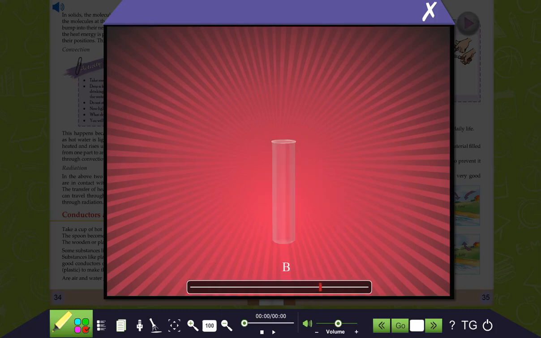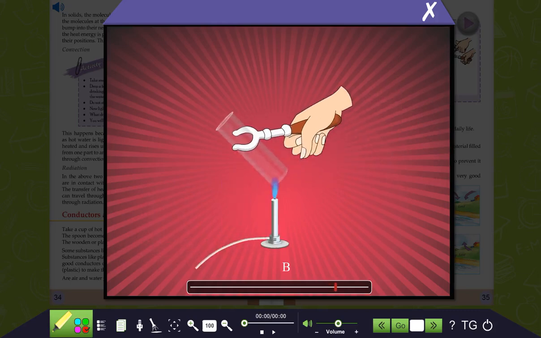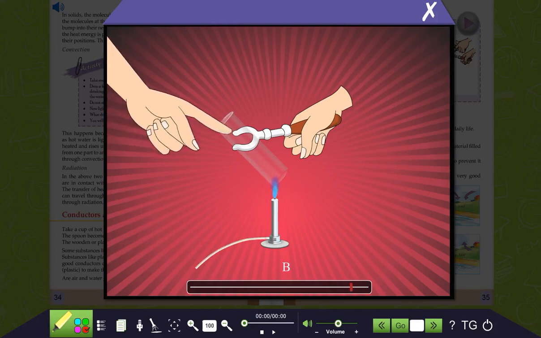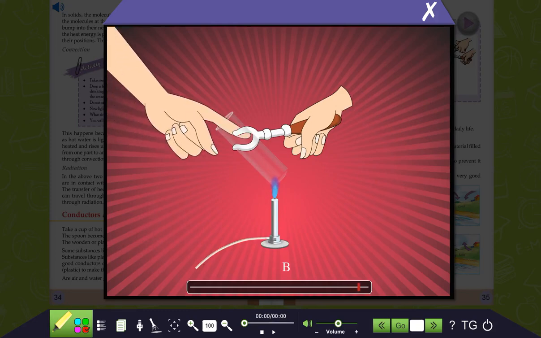B. Take a test tube of good quality, tilt it as shown in the figure B, and heat its bottom part. Insert your index finger into the mouth of the test tube. You will only feel a little heat.